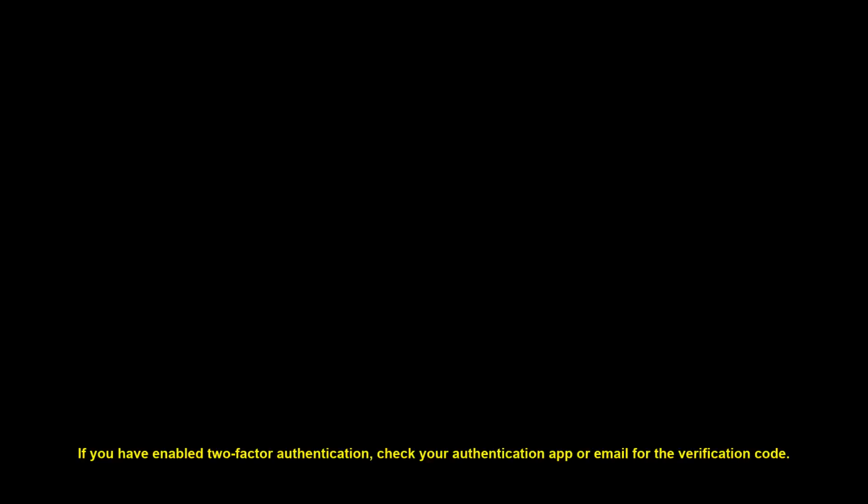If you have enabled two-factor authentication, check your authentication app or email for the verification code. Enter the code in the provided field and click Verify. Once logged in, you will be taken to the WP Engine dashboard.